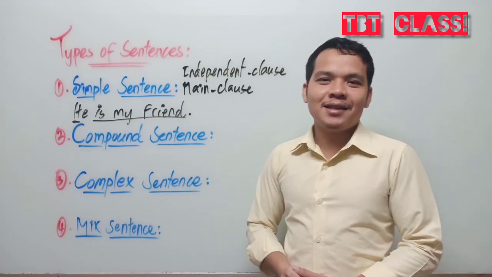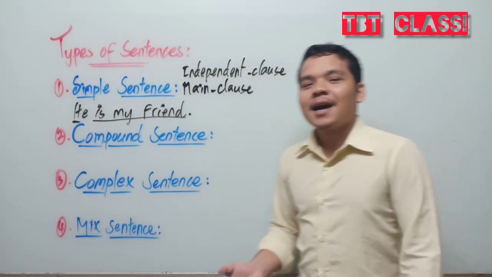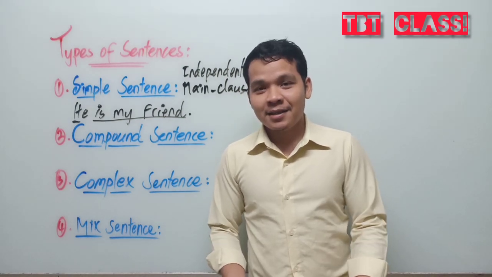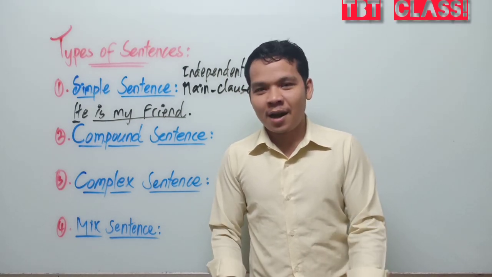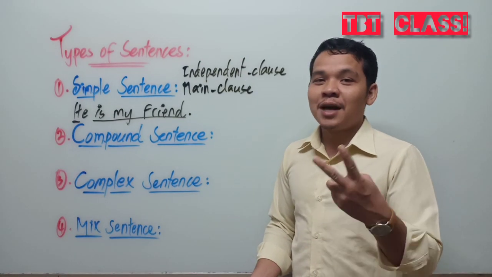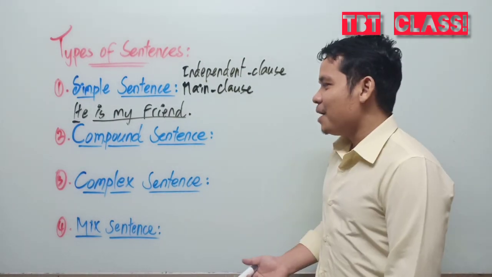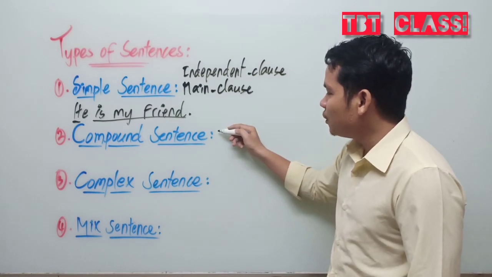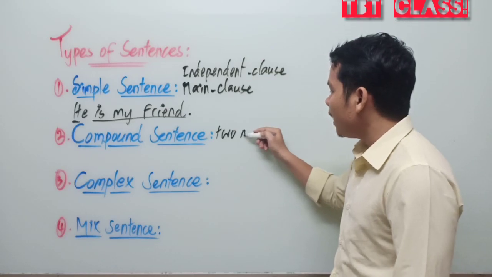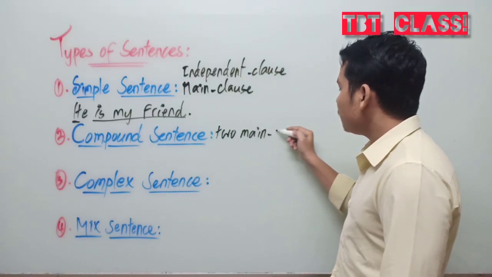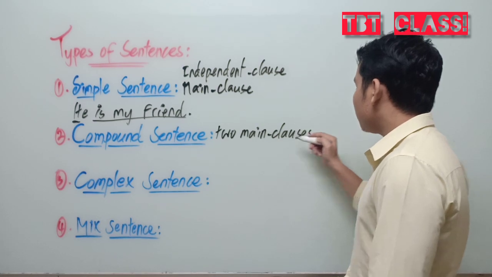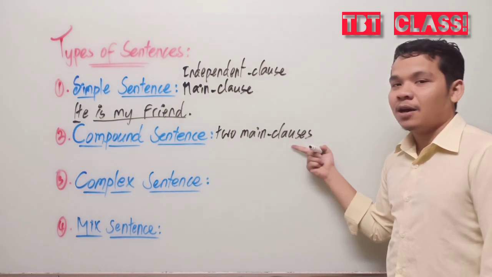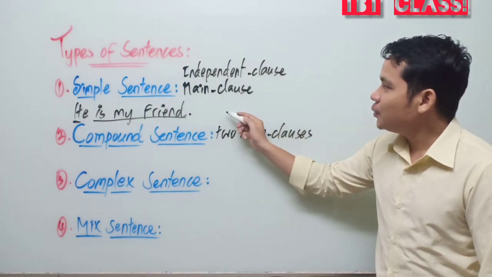So what is a compound sentence? A compound sentence is a type of sentence that has at least two clauses, but those two clauses are main clauses. Okay, two main clauses, or two independent clauses. Compound sentence, we refer to main clauses. Two main clauses, or we can call it another way, two independent clauses.